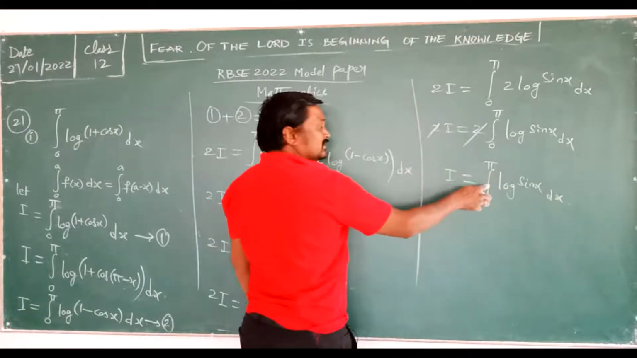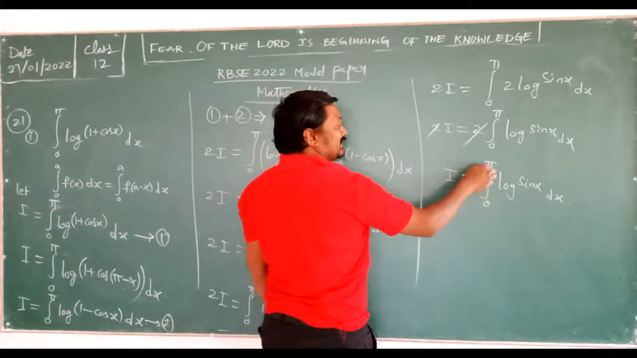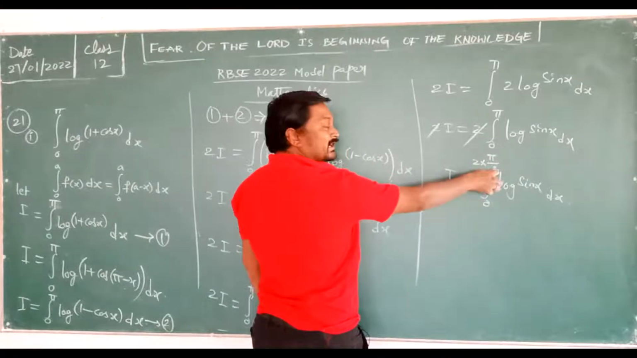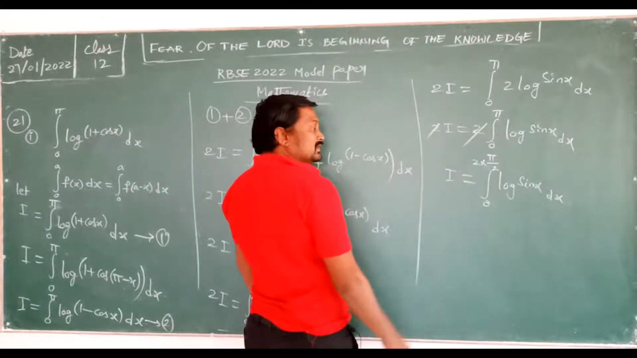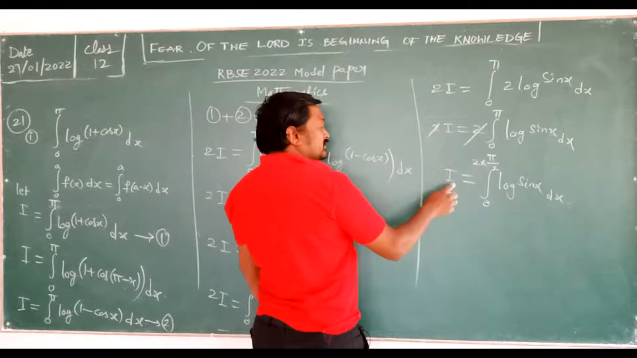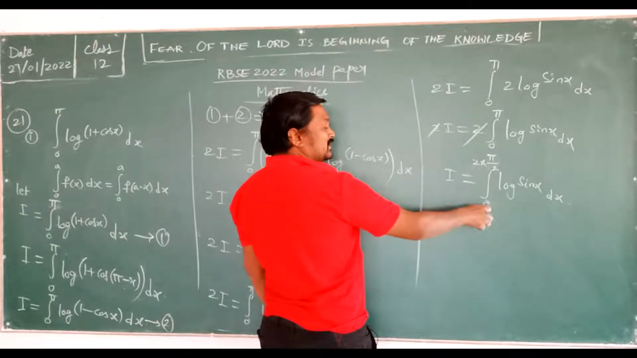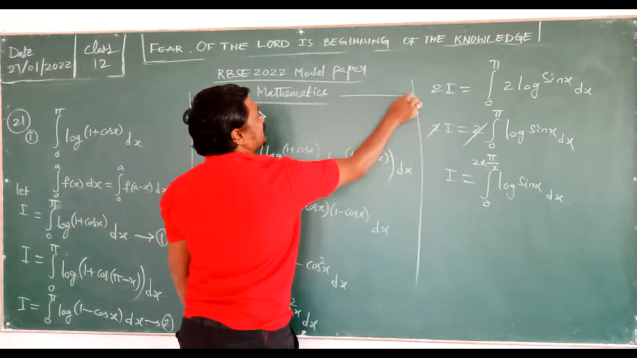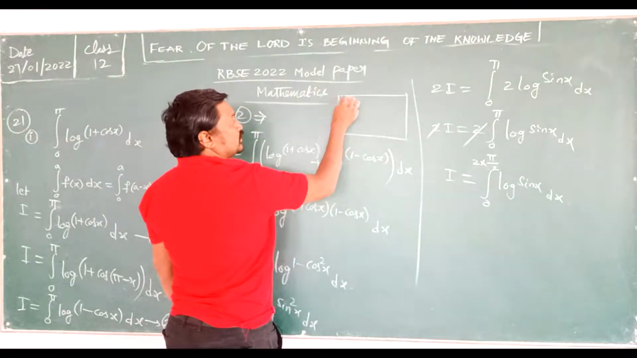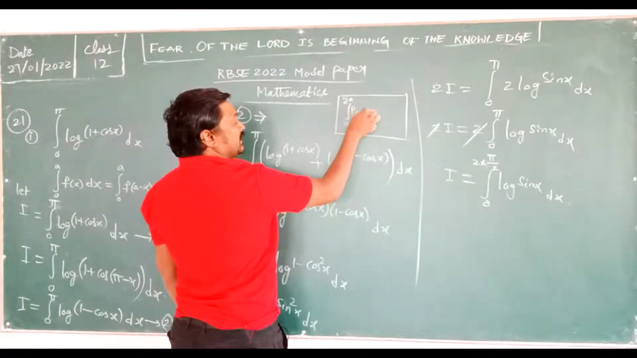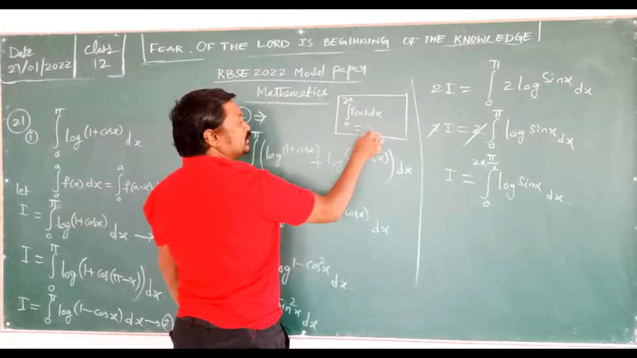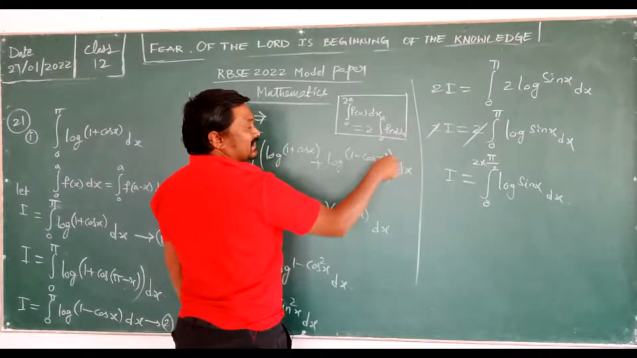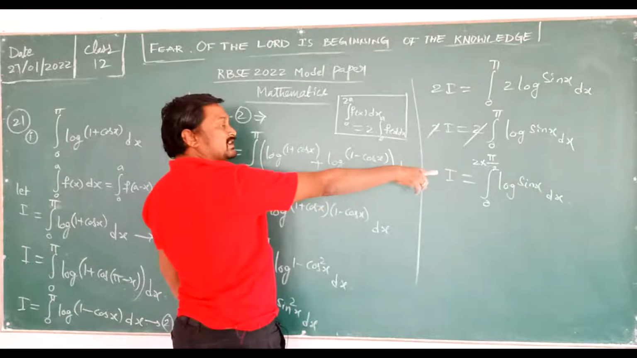And this 0 to pi, this pi, can I write like this? Pi upon 2 into 2. The 2s get cancelled, again pi will come. So why was it written in that way? Because there is one more formula. Remember this formula: integral 0 to 2a f of x dx is equal to 2 times integral 0 to a f of x dx. We can write in that way, because of that reason I wrote it this way.